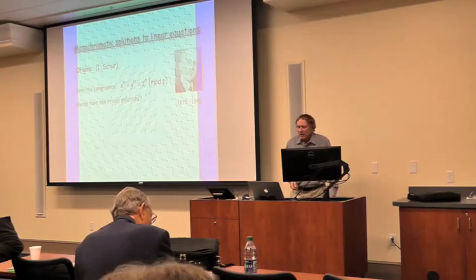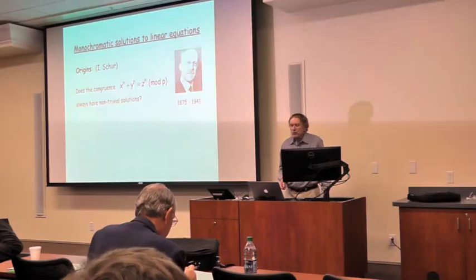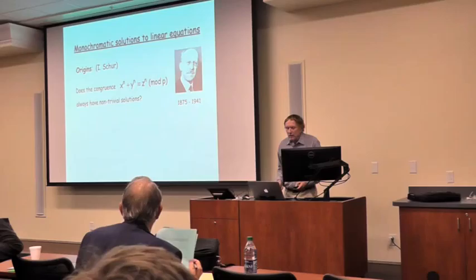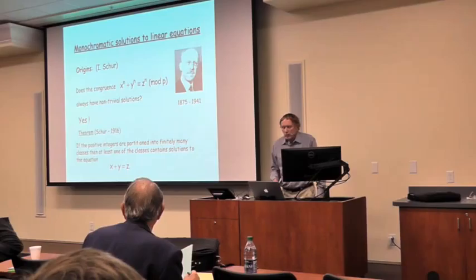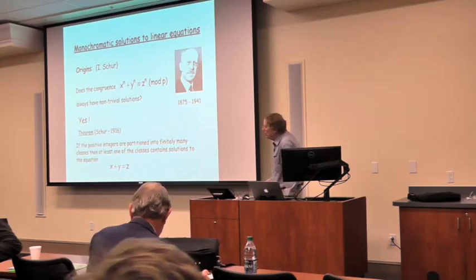It starts, in some sense, with Schur, who was looking at modular forms of Fermat's last theorem. Does this congruence, x to the n plus y to the n equals z to the n, mod p, have non-trivial solutions? It led him to the following result, Schur's theorem from 1916: if you partition the integers into finitely many classes, at least one of these classes contains solutions to x plus y equals z. A linear equation.